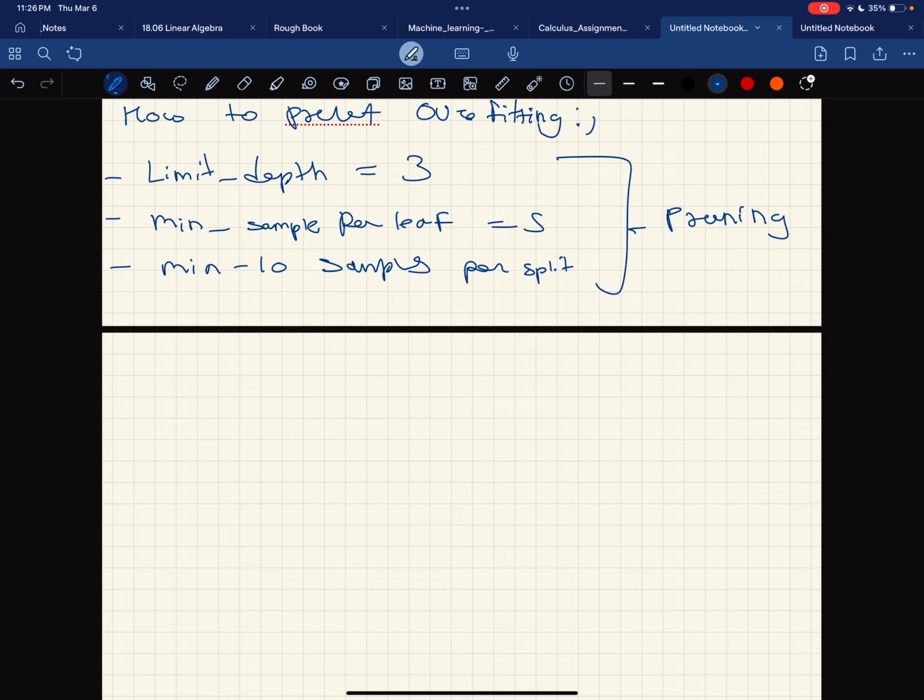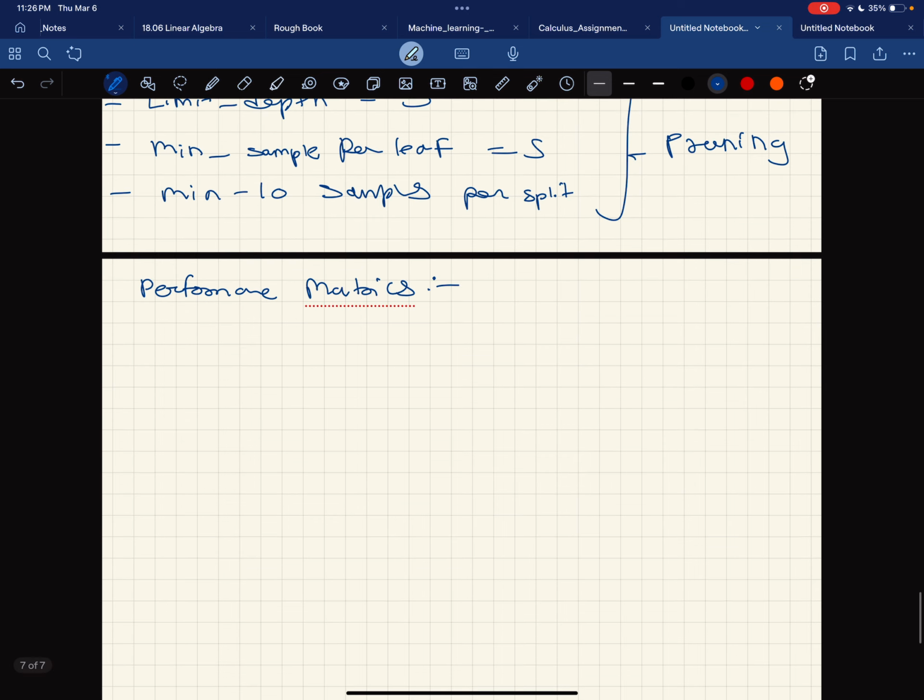Now just a small topic of performance metrics. I wouldn't go too deep in the performance metrics. I'm just giving you the overview. So in decision tree, accuracy is calculated by TP plus TN upon total samples.